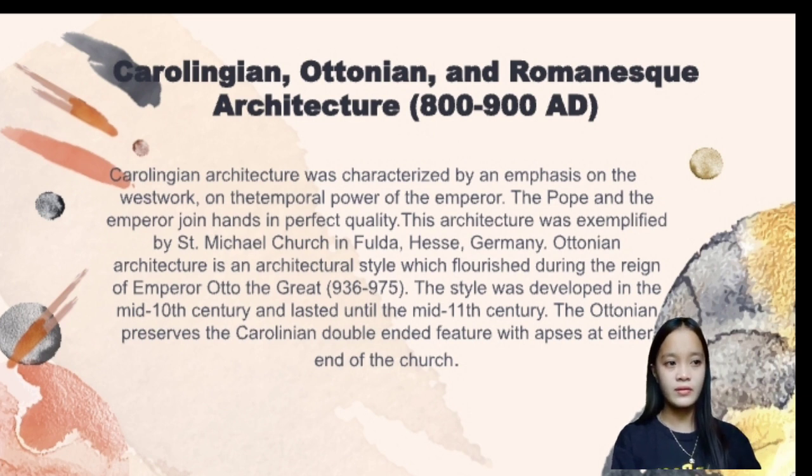Ottonian architecture is an architectural style which flourished during the reign of Emperor Otto the Great, 936 to 975. The style was developed in the mid-10th century and lasted until the mid-11th century. The Ottonian preserves the Carolingian double-ended feature with an apse at either end of the church.